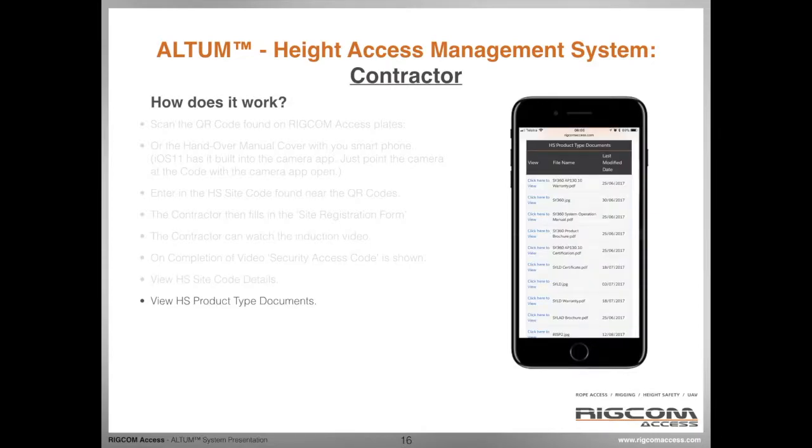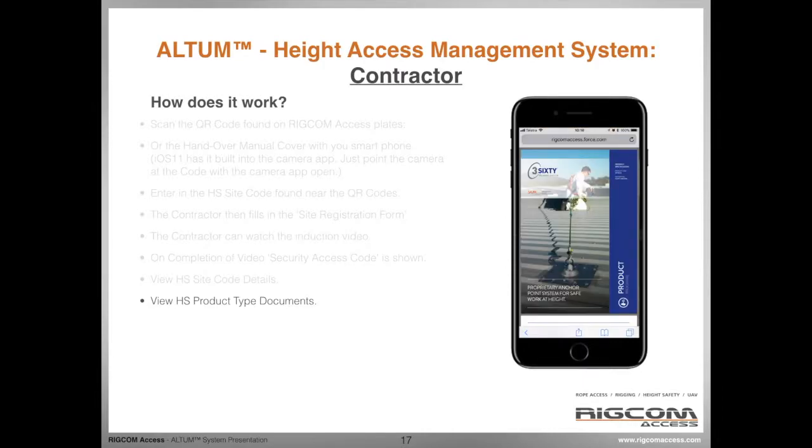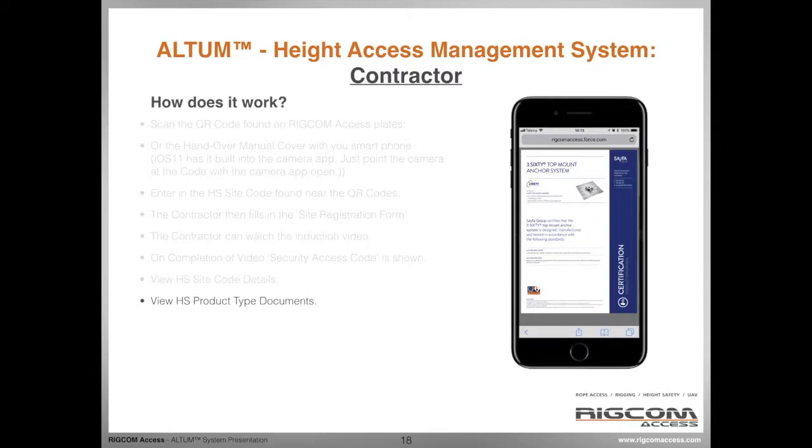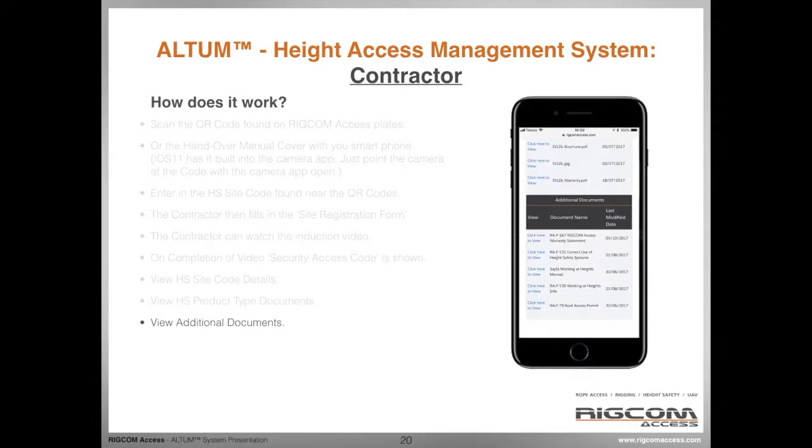As you scroll down, you have access to height safety product type documents such as product brochures by manufacturers, certificates by the manufacturer, and also warranty statements from the manufacturer. Continue scrolling down and you get access to additional documents such as a RigCom Access warranty statement, roof access permit, and generic working at heights information.